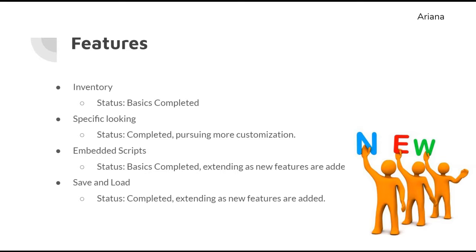The specific looking feature provides the user the ability to define closer details about the object, which can then be viewed by the player when in search of hints or clues. The embedded script feature enables the user to create Python scripts, which can then be attached to events such as taking or dropping an item or using a transition. Along with these features comes the ability for the user to save their progress so that they can halt execution of the program and resume playing at a later time.